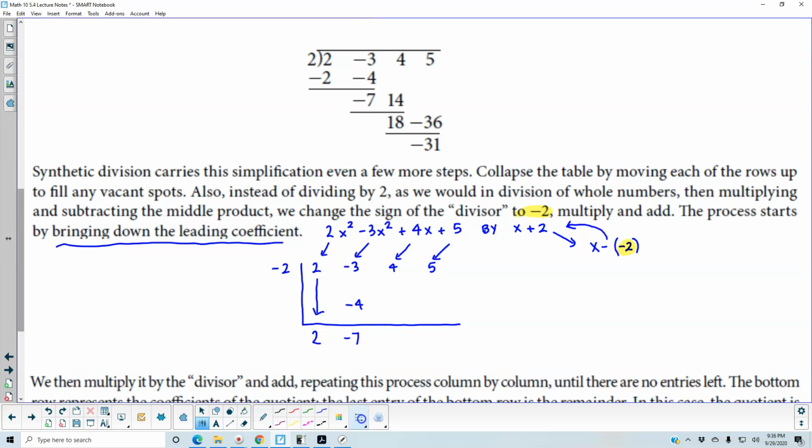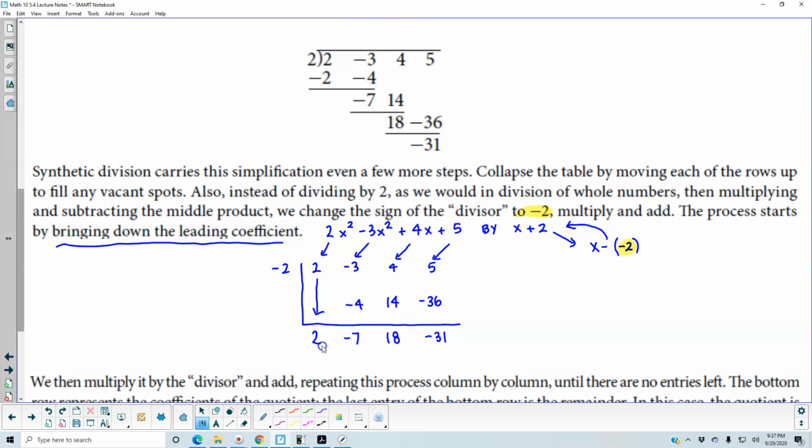Now we're going to take negative 2 and multiply it by negative 7. Negative 2 times negative 7 is going to give us positive 14, and we're going to write that right below the 4. Then we're going to take the 4 and add it to the 14, and that's going to give us 18. Okay? And now we're going to take this negative 2 and multiply it by the 18. Negative 2 times 18 gives us negative 36. And 5 plus negative 36 is going to give us negative 31.